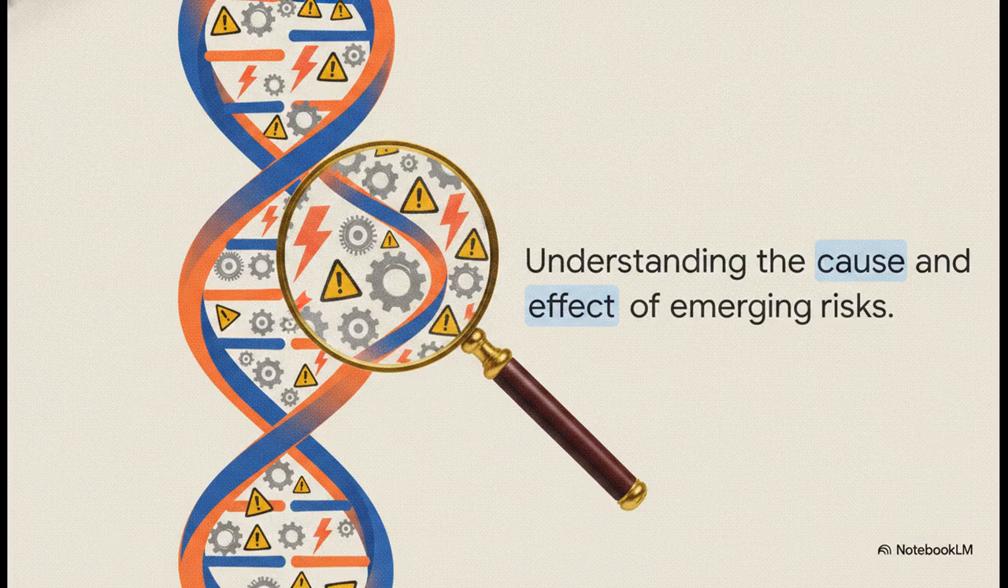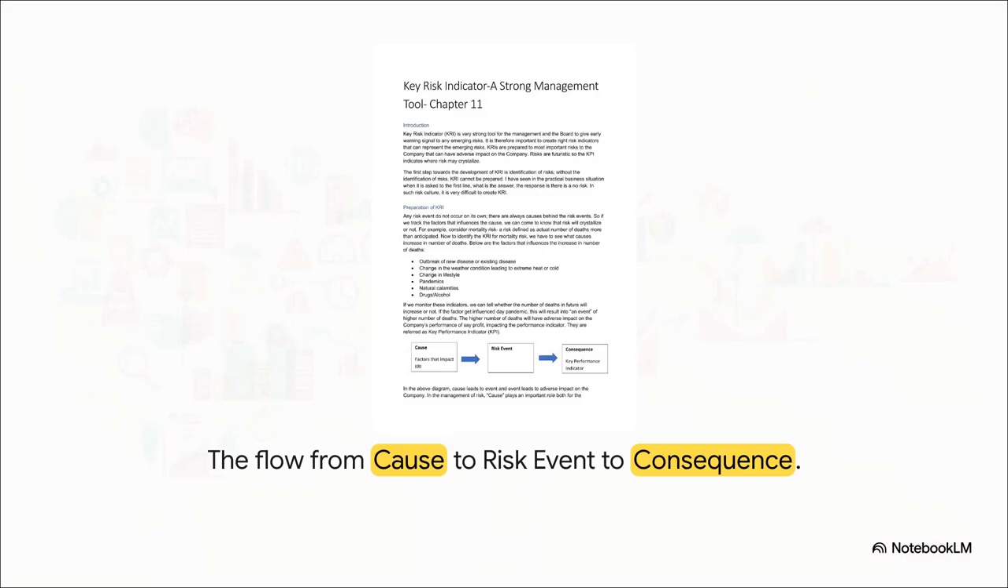Moving on to the anatomy of a risk and understanding the cause and effect. So how do we actually build this windshield? Well, to create the right risk indicators, we've got to understand the basic DNA of a risk event. A risk doesn't just happen out of nowhere. There are always tangible causes behind it.